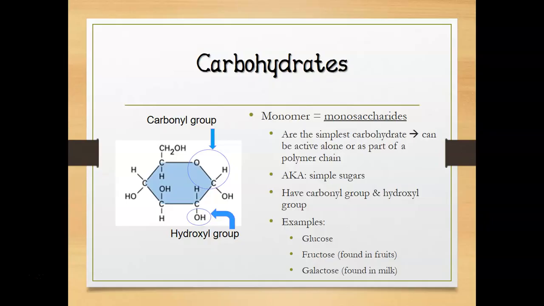So they all have the same basic ring structure, just some of the carbon groups and things that are coming off are going to be a little different, and that's what's going to set them apart. Or the number of carbons that they have in the actual ring itself can change. But generally speaking, they've all got a ring structure that looks something similar to this.